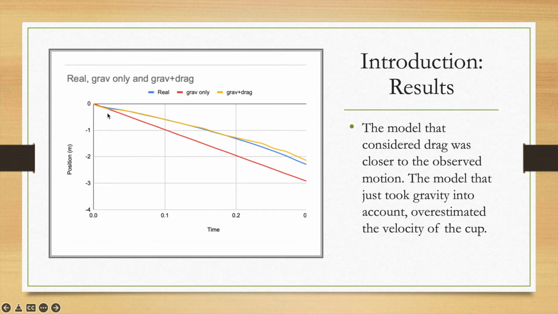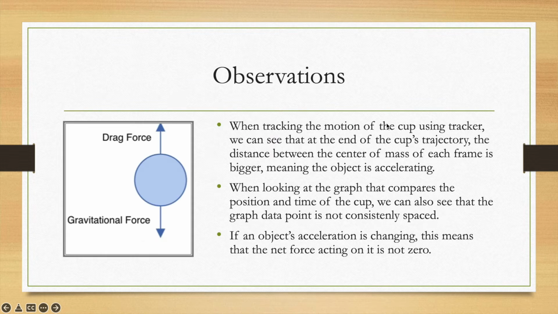As we can see here, the model that just takes into account gravity overestimates the velocity of the cup, so it goes a greater distance in a shorter period of time, and the one that considers gravity plus drag is the one that's closer to the real motion of our cup. So this is just a quick overview of the results we will see at the end.